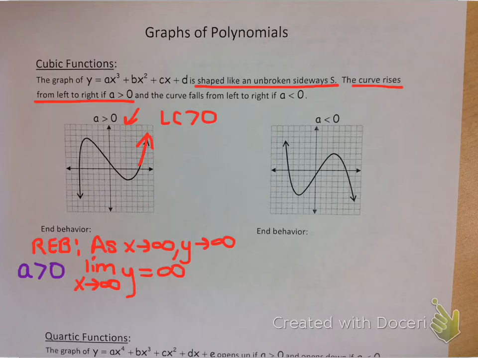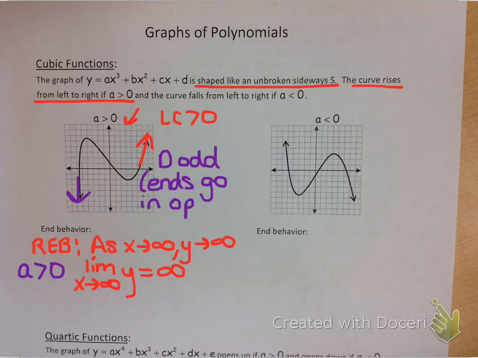Okay? Now, the reason that the left end goes down is not because of the right end. It's because of the degree. This degree, when it's a cubic, is an odd number. And when your degree is odd, that tells you that your ends go in opposite directions. So what you want to do is identify what the right end is doing first. And then you can say, okay, now that I know what the right end is doing, I can look at the degree. And if the degree is odd, the left end will do the opposite of what the right end is doing.